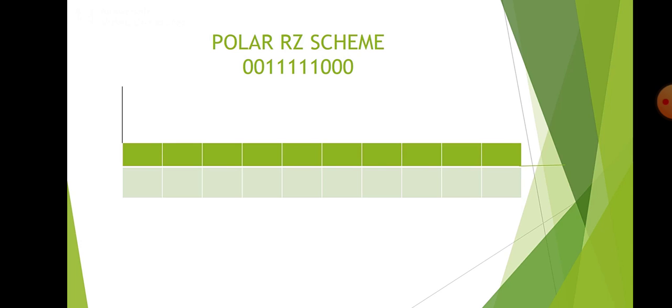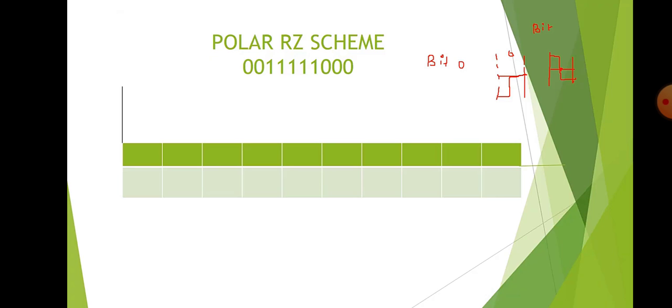In the polar return-to-zero scheme, we can represent bit 0 like this, and bit 1 can be represented like this. How to take the intermediate or central point? For bit 1, the transition takes place exactly at the center of each bit.